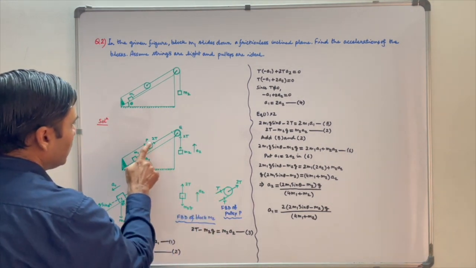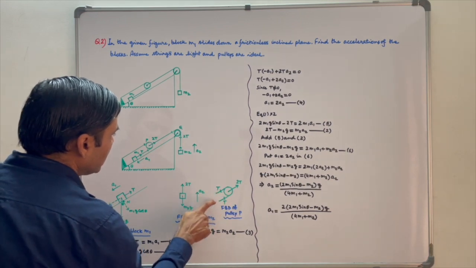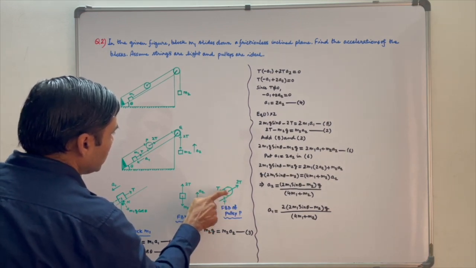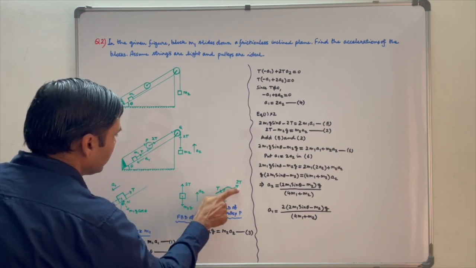This is a BD of pulley P. T is the tension force working on this string on both the sides. So tension force on this string will be T plus T, that is 2T.